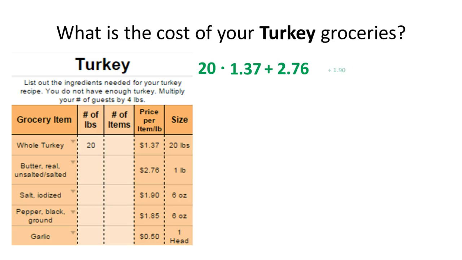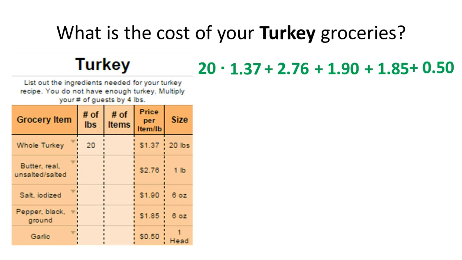I'm going to add on $1.90 for salt, $1.85 for black pepper, and 50 cents for garlic. By modeling my word problem as an algebraic expression, I can read the expression and retell the story. 20 times 1.37. I spent $1.37 for every pound of turkey. Then I bought butter for $2.76, salt for $1.90, ground pepper for $1.85, and garlic for 50 cents.